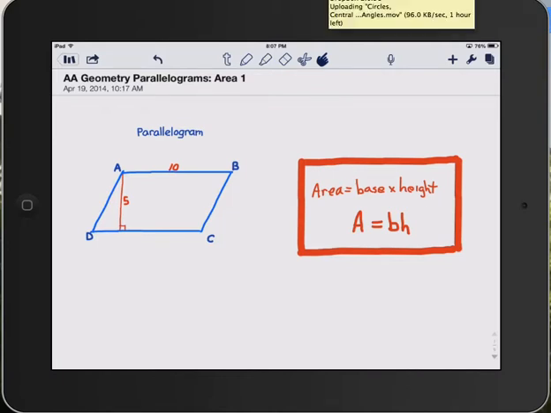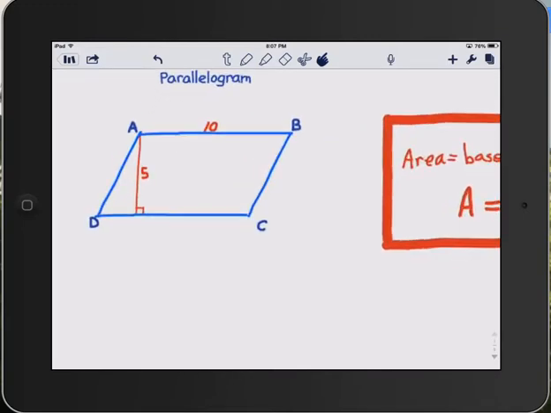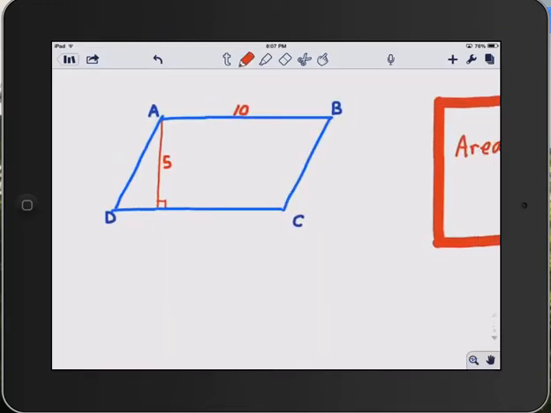Okay, we're going to do a few problems for area of the parallelogram. First of all, the formula is the area of the parallelogram equals the base times the height. The base can be any side of the parallelogram. The height has to be drawn perpendicular to that side. Most people like to have the base as the segment at the bottom, but that's just a relative term.